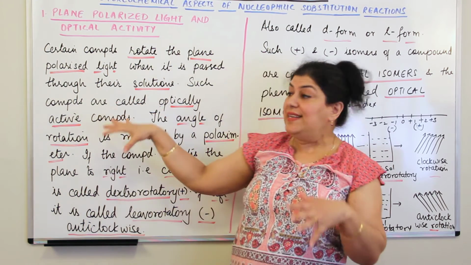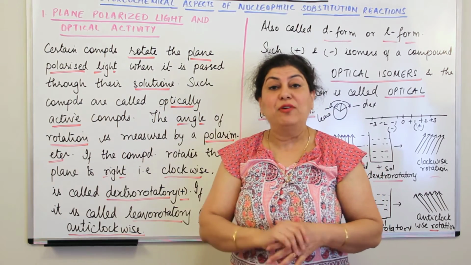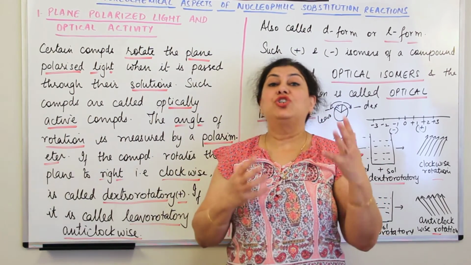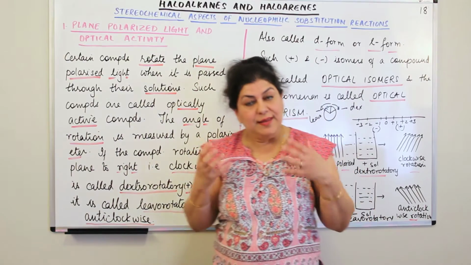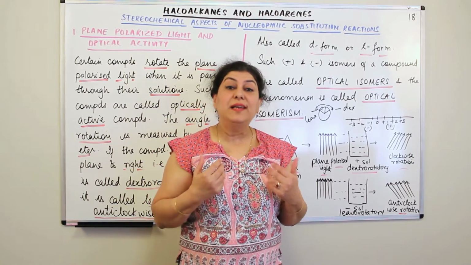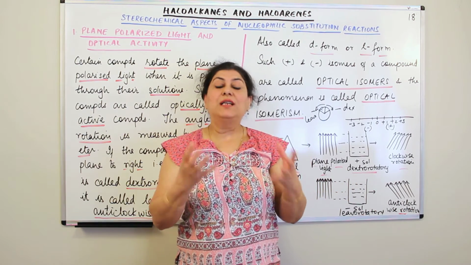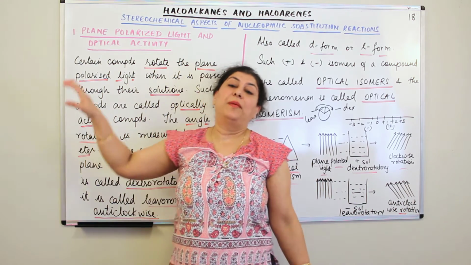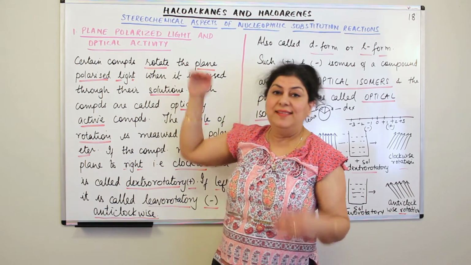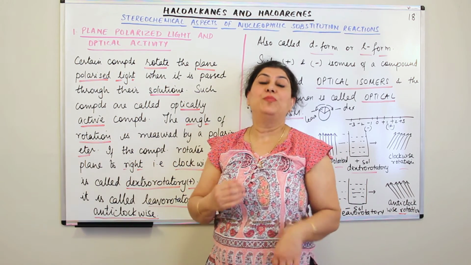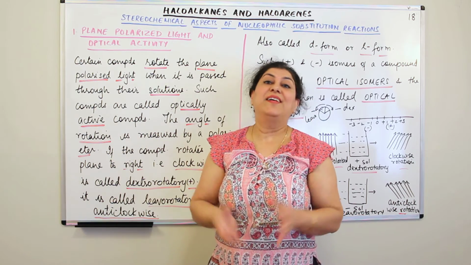After this, why does this happen? Why do these compounds behave differently? Why do they show this optical activity? In the next video, we'll talk about chirality, and we'll talk of chiral compounds, we'll talk of asymmetry. What are the properties that make compounds optically active? And then we'll come to the SN1 and SN2 mechanisms to understand why they are different.